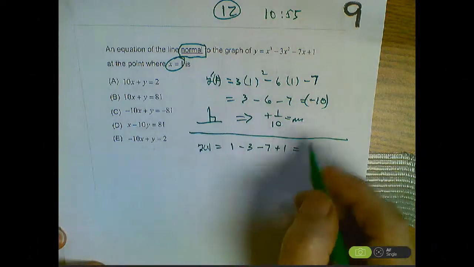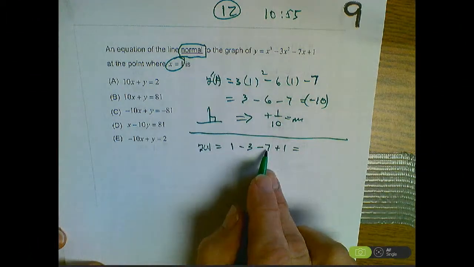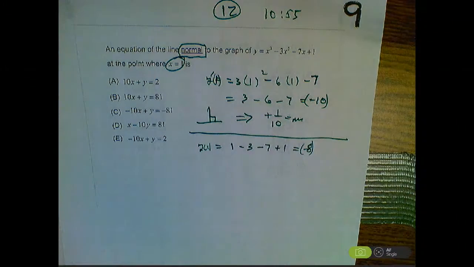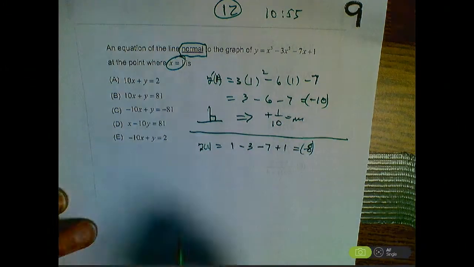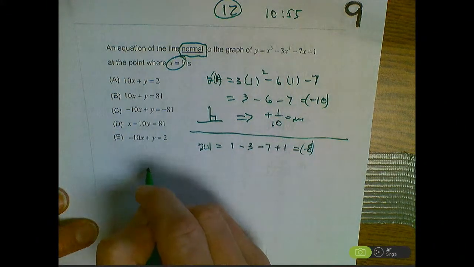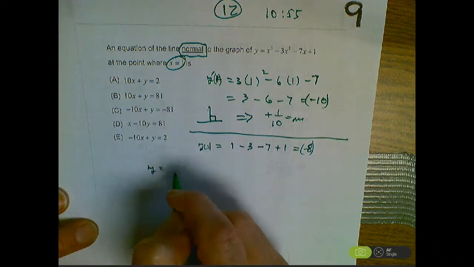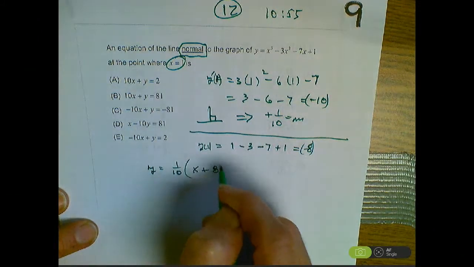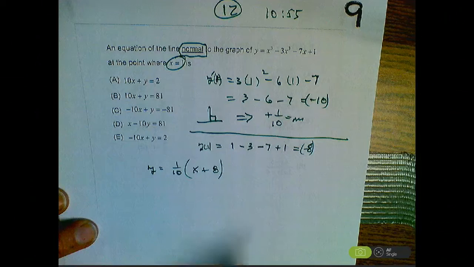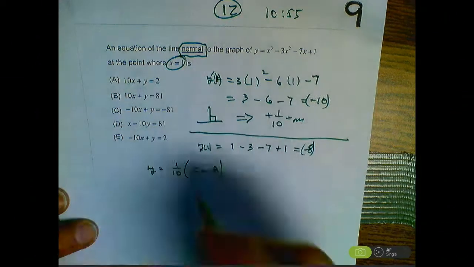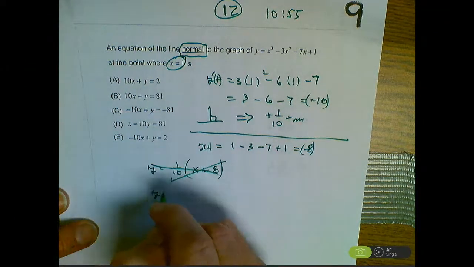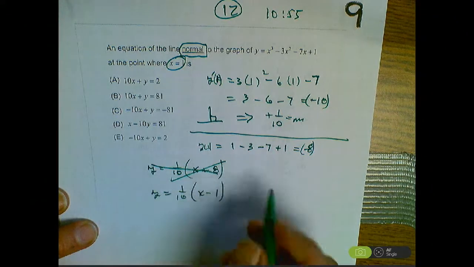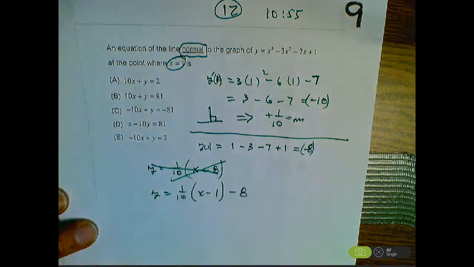Okay, so now my y-coordinate is going to be negative 10 plus 2. I'm going with negative 8. Does that seem right? Okay. So now my equation is going to be y is equal to the slope 1/10, x plus 8, because it's the y-coordinate. Oh, sorry, backing up, y is equal to 1/10, x minus 1 minus 8. Is that reasonable?